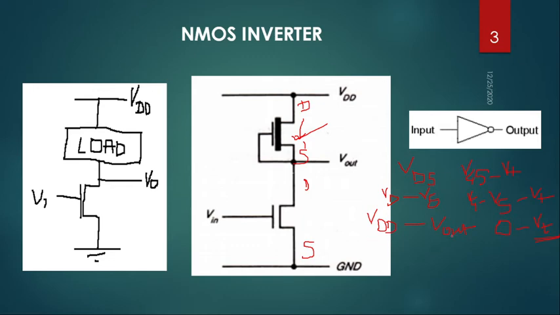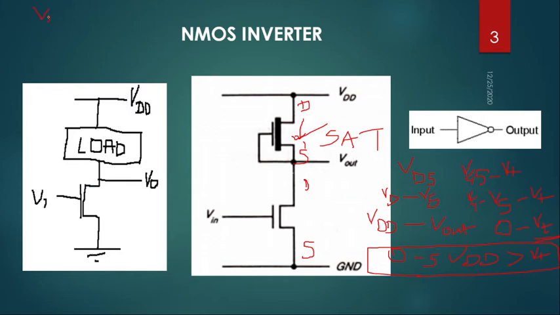So VDD minus Vout, and Vout is 1 by 2 VDD, so it is 0.5 VDD. This value will always be greater than the threshold voltage. That means the condition for saturation mode is satisfied. So we can say that transistor number 1, the depletion load transistor, is working in saturation mode.